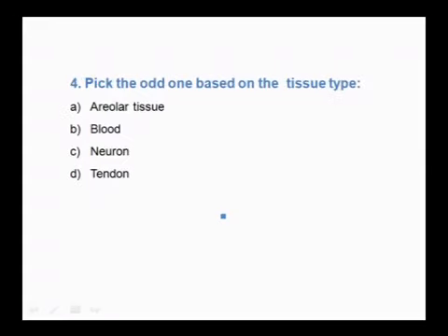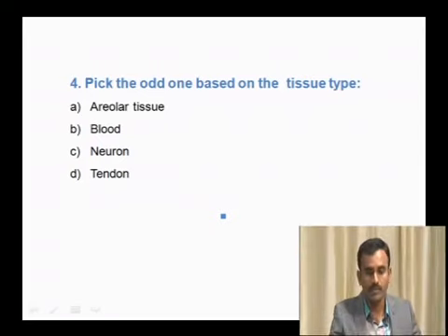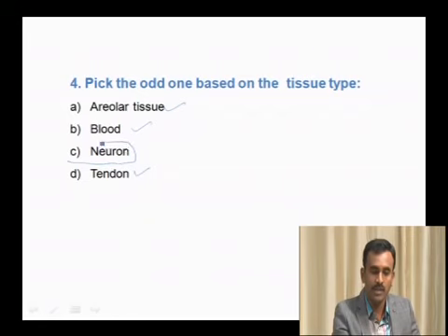Pick the odd one based on the tissue type. Here we have given 4 different options: areolar tissue, blood tissue, neuron and tendon. Areolar tissue is connective tissue, blood tissue is also a type of connective tissue, tendon is also a type of connective tissue, but neuron helps in the conduction of nerve impulses. It comes under a separate category.